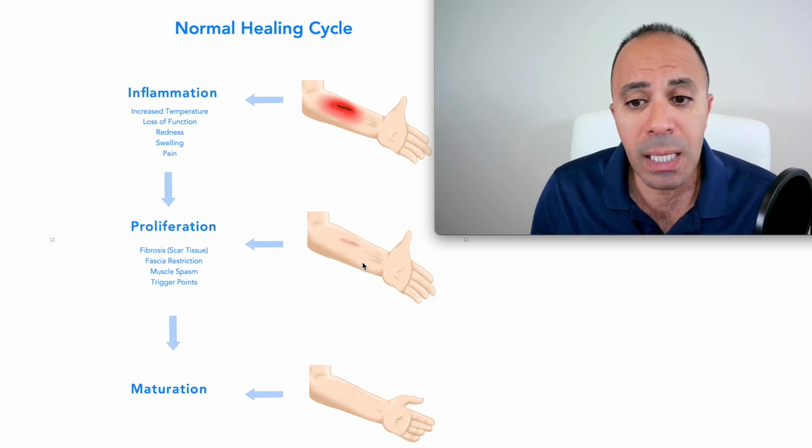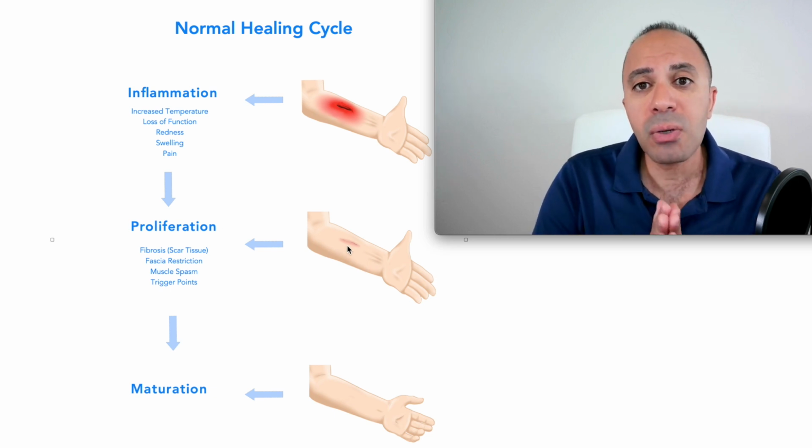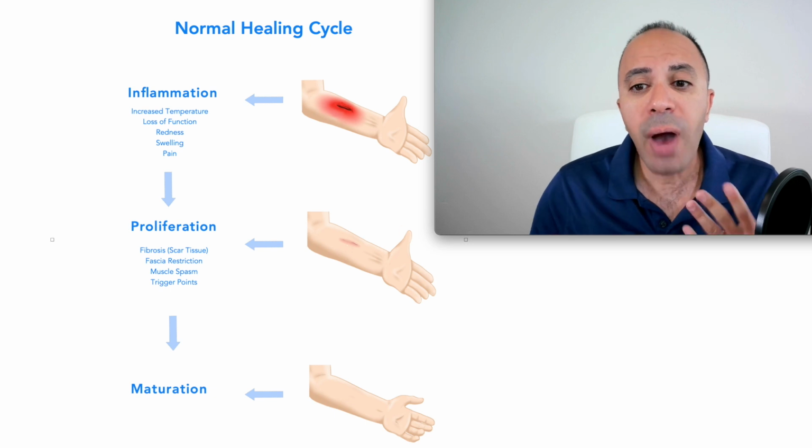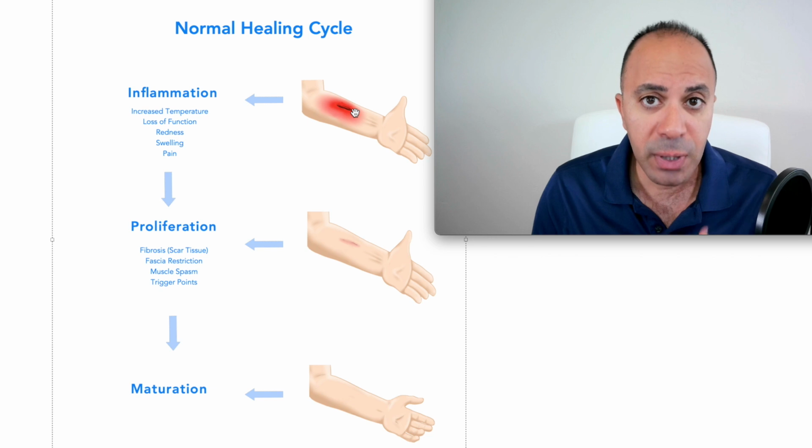The second stage of healing is the proliferation stage. That's when the body starts to build scar tissue. Actually, if our body does not build scar tissue in the second stage, it's an open wound susceptible to infection.